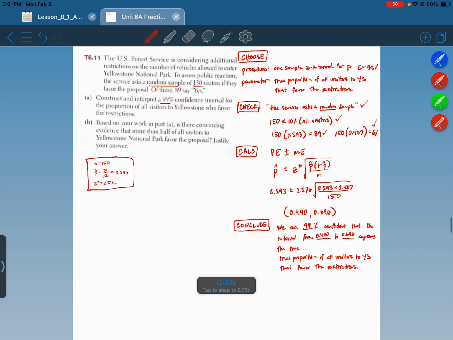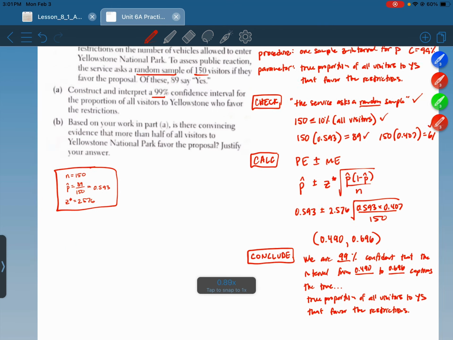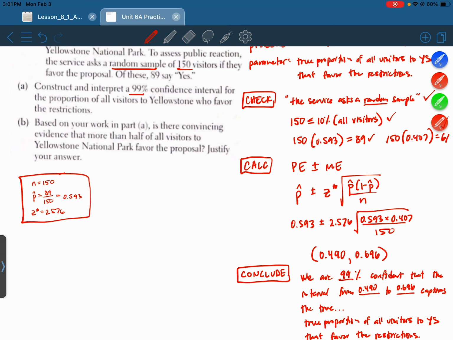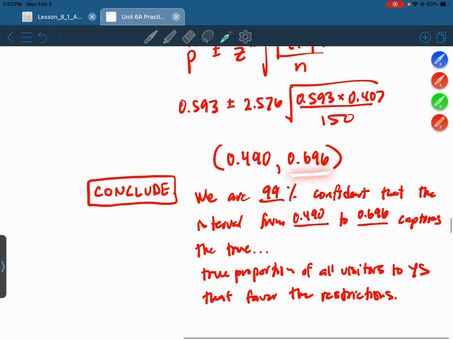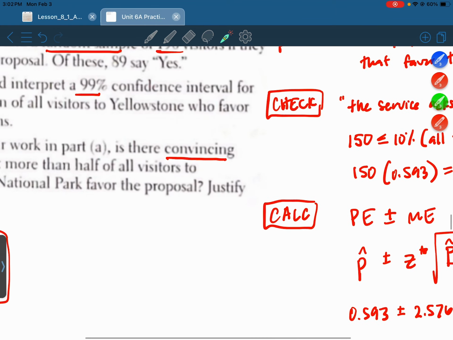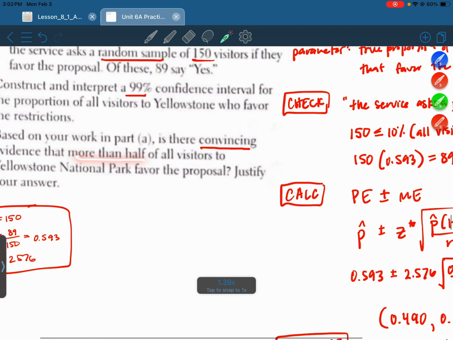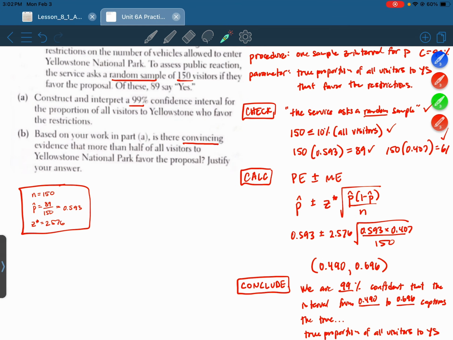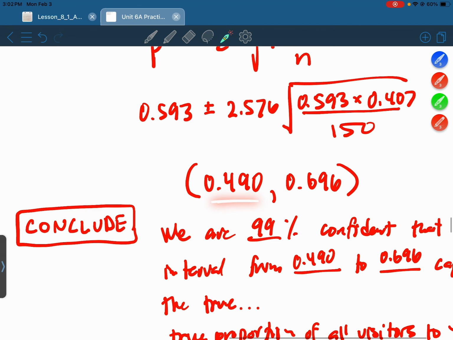Now that that's done, what's part B asking? Based on your work in part A, is there convincing evidence that more than half of all visitors to Yellowstone favor the proposal? Justify your answer. Well, I'd say there's some evidence, because some of the values in the interval are above 50%, talking about more than half. But I would not call this convincing evidence because some values in the interval are still less than 50%.